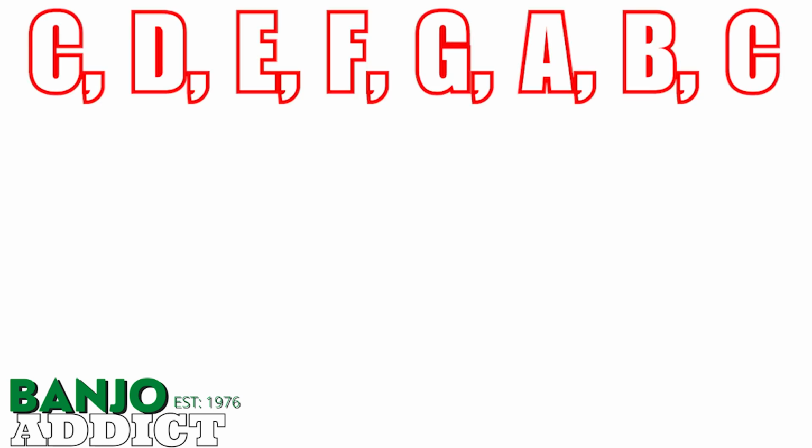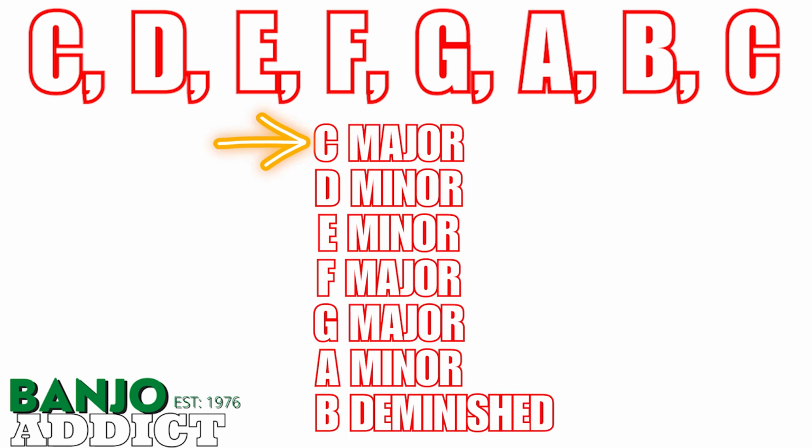Let's get back to the chords of the C major scale. Now if you'll notice, there is a pattern here that goes through all your major scale chords. Major, minor, minor, major, major, minor, diminished.